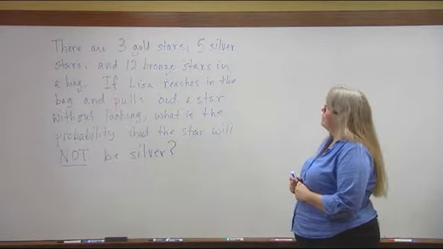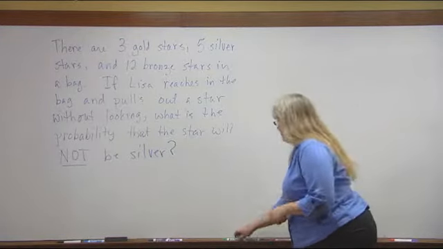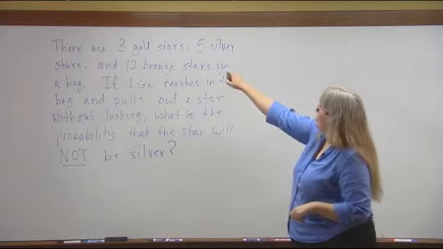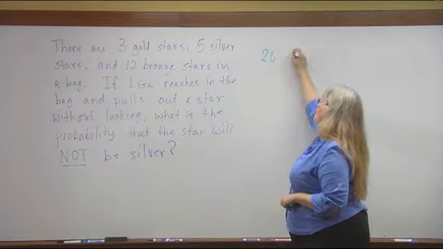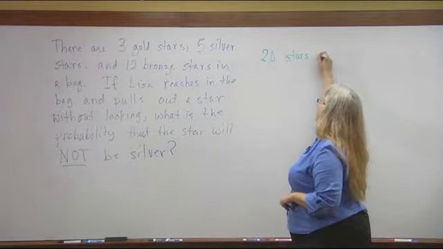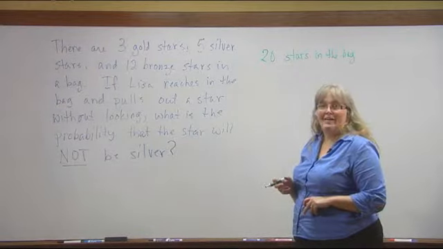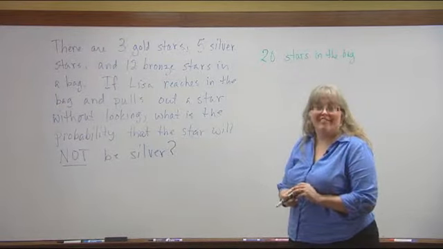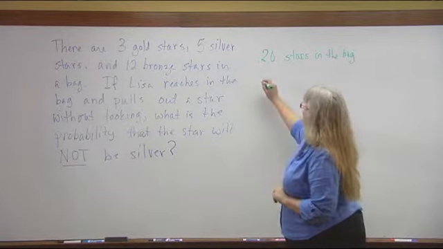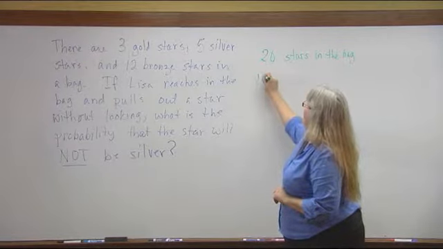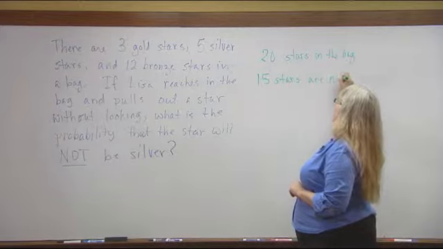So one thing we need to know is how many total stars are in the bag. So there are 3 plus 5, 8 plus 12, so 20 stars in the bag. Now we need to ask ourselves, how many are not silver? Okay, so that would be the gold and the bronze stars. So there are 15 stars that are not silver.